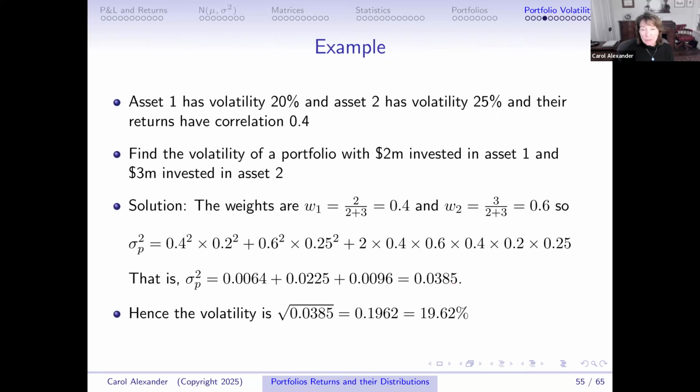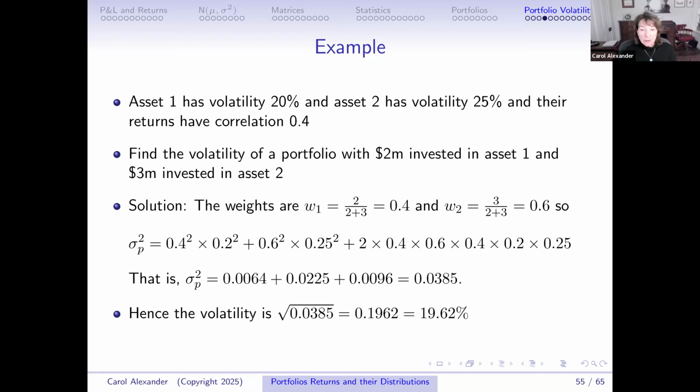Anyway, so let's just do it for a very simple example where we've just got 2 assets. One has volatility 20%, and the other has volatility 25%, and the correlation is 0.4. So you just need the 2 volatilities and the correlation. You don't need to know the covariance, because you can get the covariance as the product of the correlation and the 2 volatilities.